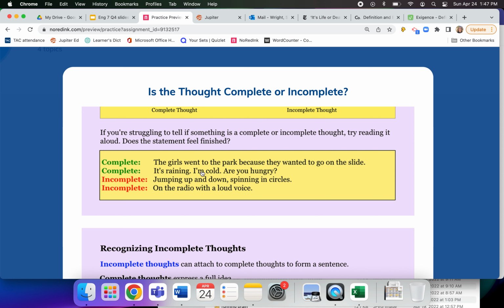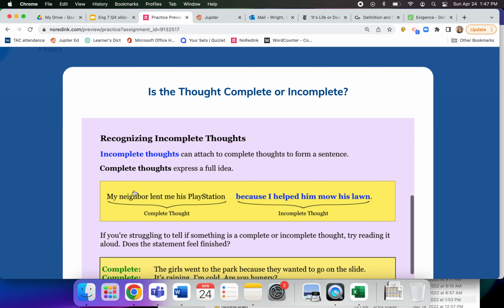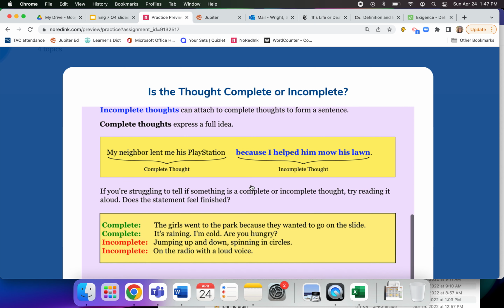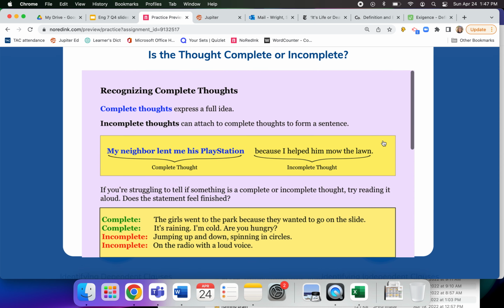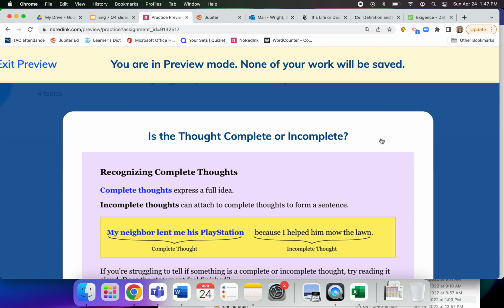It's raining. I'm cold. Are you hungry? All complete thoughts. Jumping up and down, spinning in circles. On the radio with a loud voice, right? Those are not complete thoughts because they don't have all the parts of a complete thought: subject, verb, object. All right, and this is just kind of repeating that stuff. So let's just give it a try.